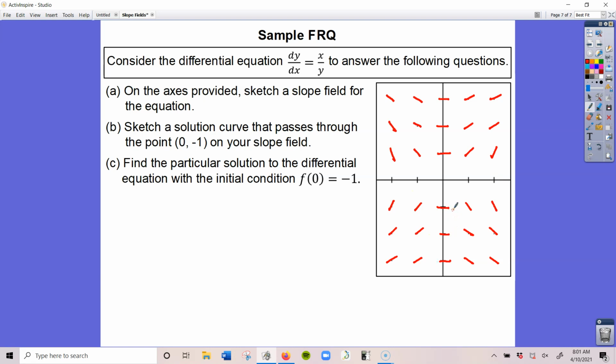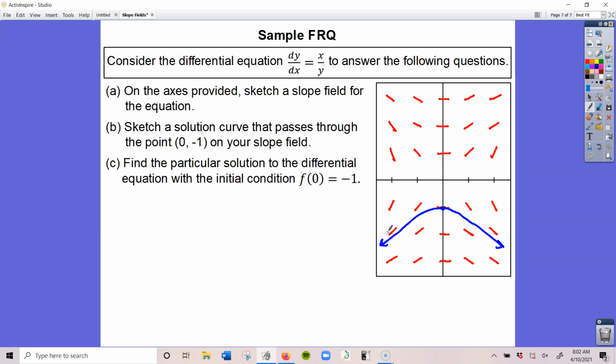That takes care of part A. For part B, it says to sketch a solution curve that passes through the point 0, -1 in your slope field. So we're going to go to 0, -1, which is here. A particular solution that goes through this means we follow these tick marks, and you can see that this forms kind of like a parabola. It doesn't have to go through all of your tick marks. It just has to follow the general behavior. So that would be my graph for the particular solution.